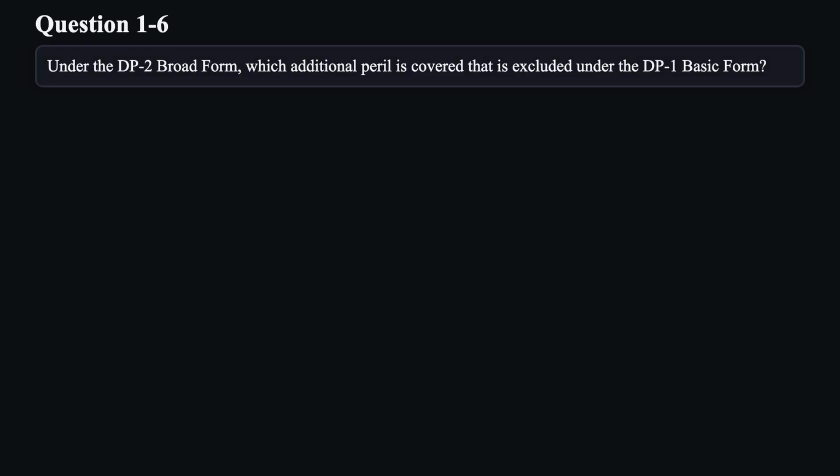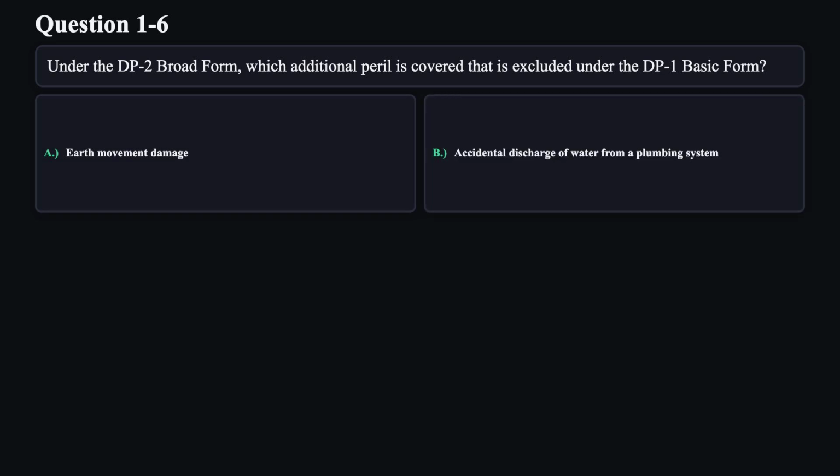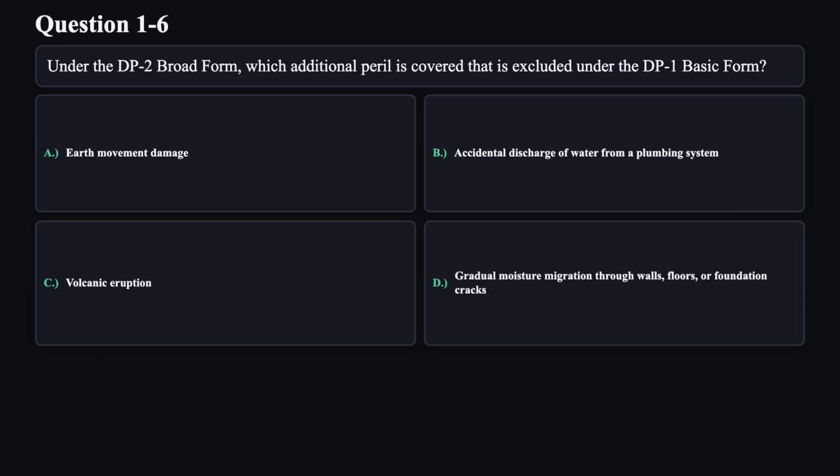Question 6. Under the DP2 broad form, which additional peril is covered that is excluded under the DP1 basic form? A. Earth movement damage. B. Accidental discharge of water from a plumbing system. C. Volcanic eruption. D. Gradual moisture migration through walls, floors, or foundation cracks.